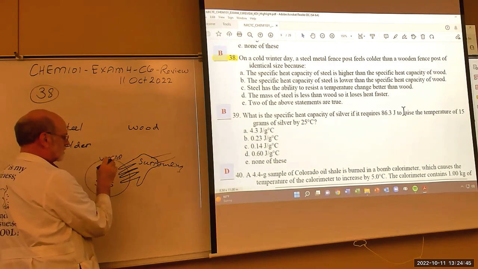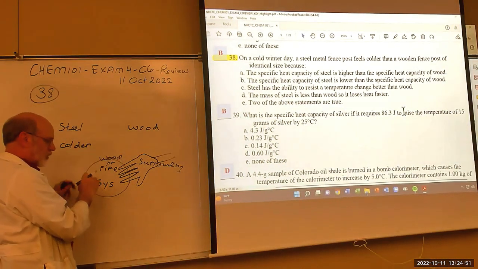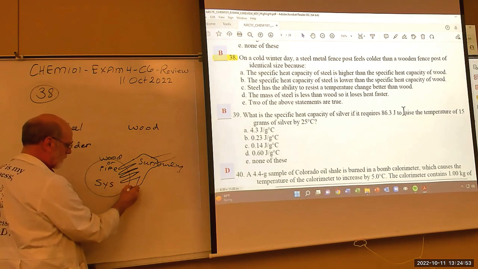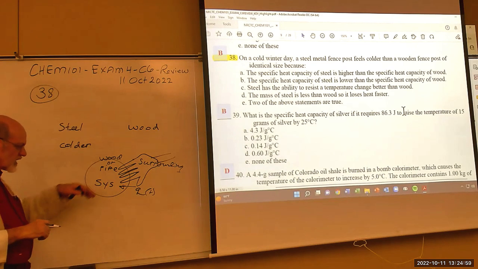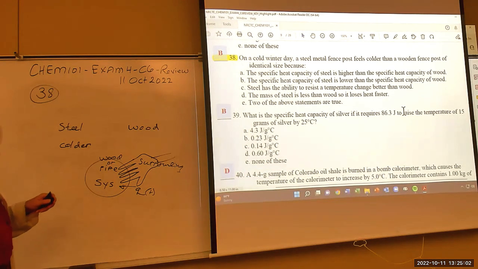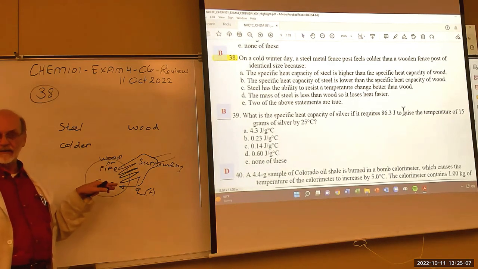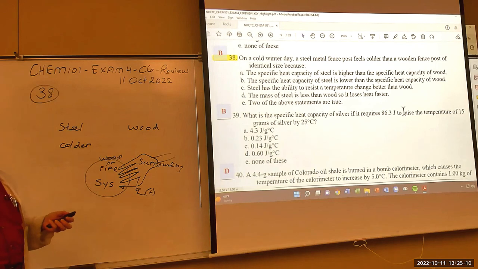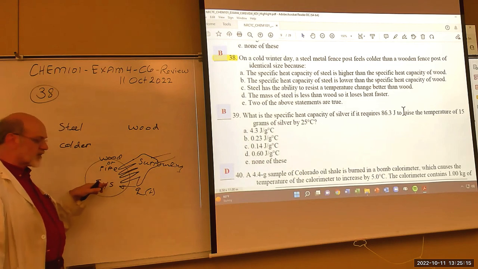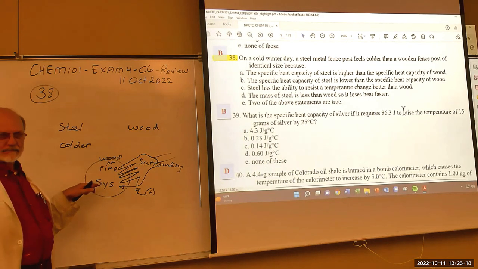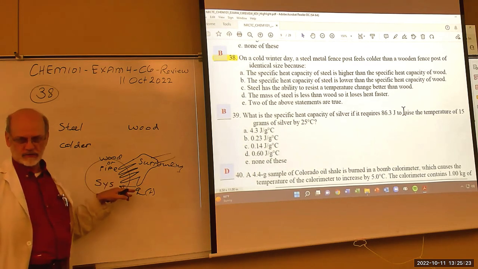If your hand feels colder, what's going to happen when you touch that thing? Heat's going to go this way, right? So heat's a positive value. So much heat is going to go in there. And when is it going to stop? When it reaches the same temperature as your hand, or at least locally anyway. So heat flows out of your hand into the pipe. When it feels cold, that means your hand is getting colder.